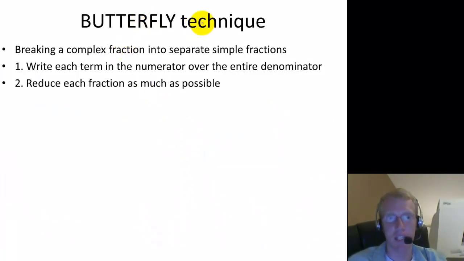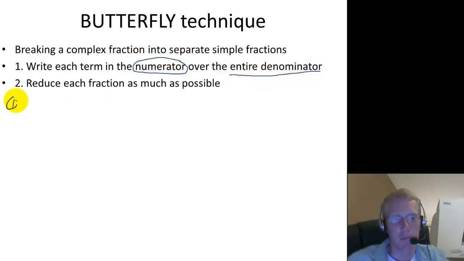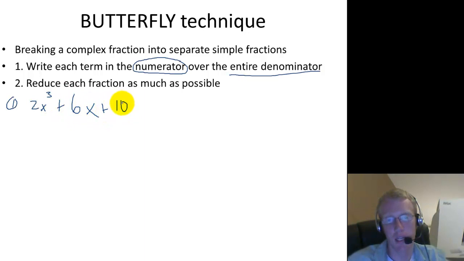Alright, the butterfly technique, the very last thing for this chapter, is going to do the exact opposite of what we just did. So you're going to take something that starts off as a complex fraction with lots of pieces in it, and you're going to break it apart into a bunch of simpler fractions. So whatever's in the numerator, all the things in the numerator are being divided by the denominator. So if we have an example, let's do 2x to the third plus 6x plus 10 divided by, say, 4x.